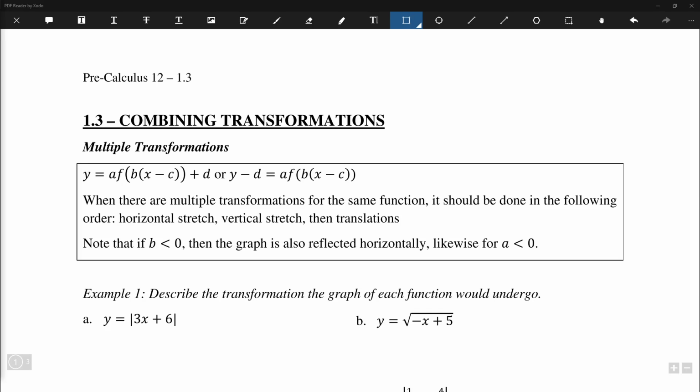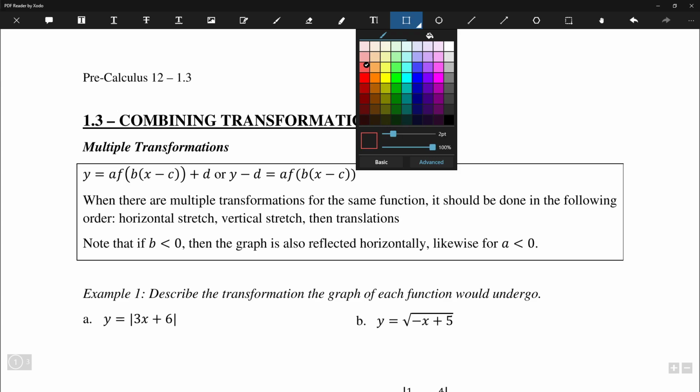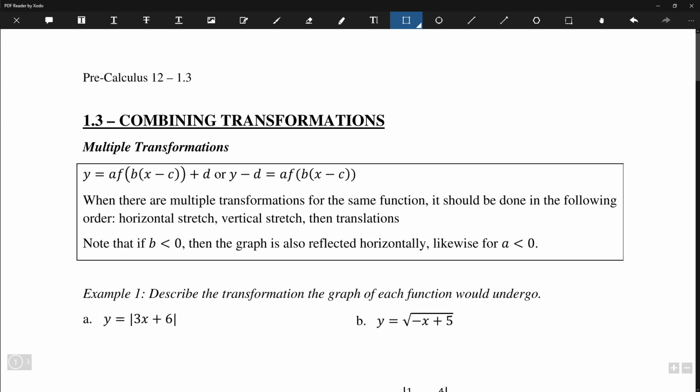Hello everyone, so today we're going to go over section 2.3, combining transformations. So far, the three transformations we have looked at, translations, reflections, and stretches, can be combined into this form right here. Y equals A times F of B times X minus C, plus D.